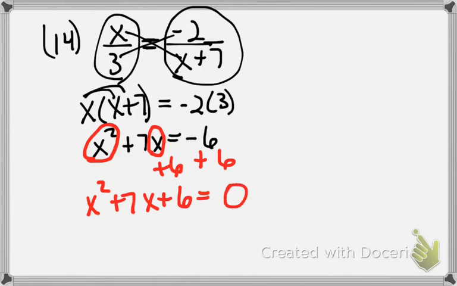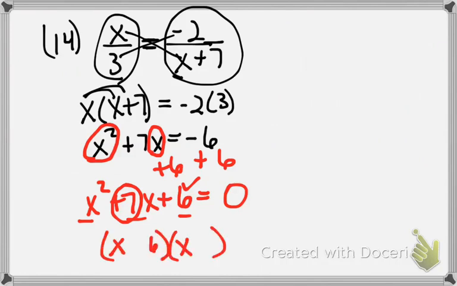So now I've got 3 terms, and I can factor this. What multiplies to give me 6 and adds to give me 7? So my factors are going to be 6 and 1. If they're both positive, they'll add up to 7.